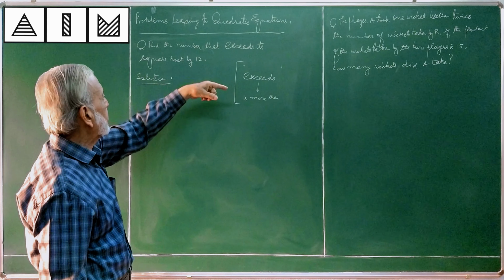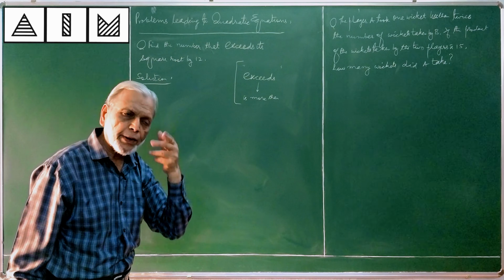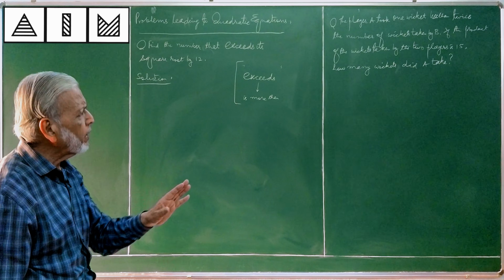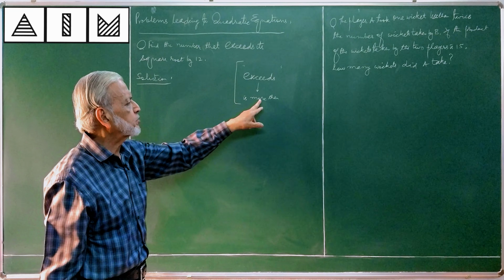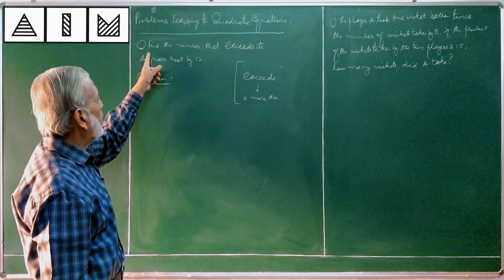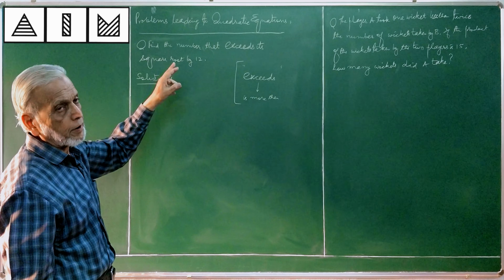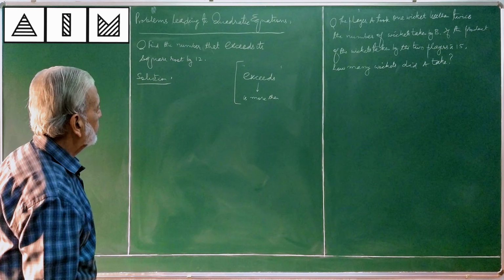The question says that it exceeds the square root by 12. You may get confused: exceeds means which is more, which is less. I am telling you very simply: remove this word and write "is greater than" or "is more than". So find the number that is more than its square root, greater than the square root by 12.